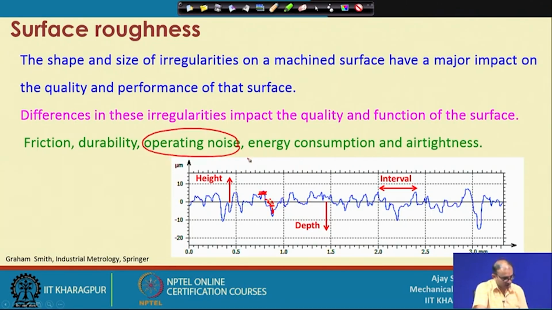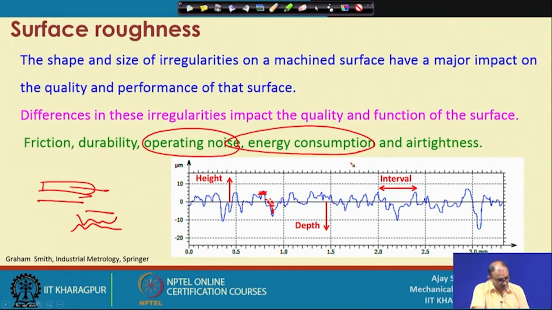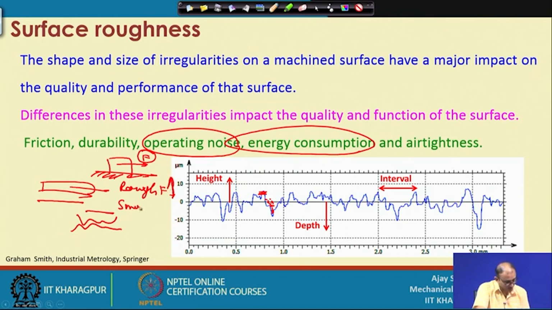Operating noise is also very high, because when two smooth surfaces are in contact you will not get noise, but when two rough surfaces are in contact and moving, you will get more noise. Energy consumption is very high, because if you are sliding one component on a smooth surface, it is very easy to slide and you do not require more force. On a rough component, F is high, and on a smooth component, F is low, because it will slide very easily.